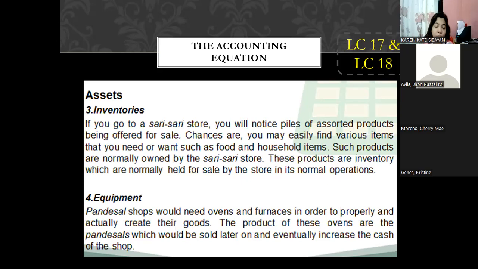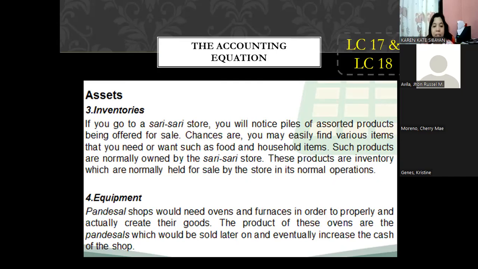So if you're going to do the financial statements, the income statement, etc., or if you're looking for an accounting title that is suitable to use in that kind of transaction, you use the word inventories. Okay? Kasi you buy and sell a product. Nakuha ba? Okay.